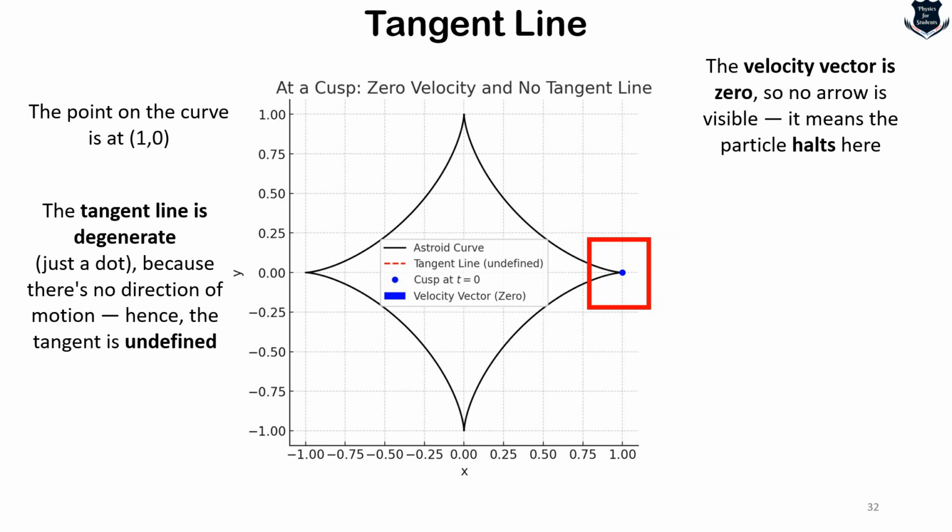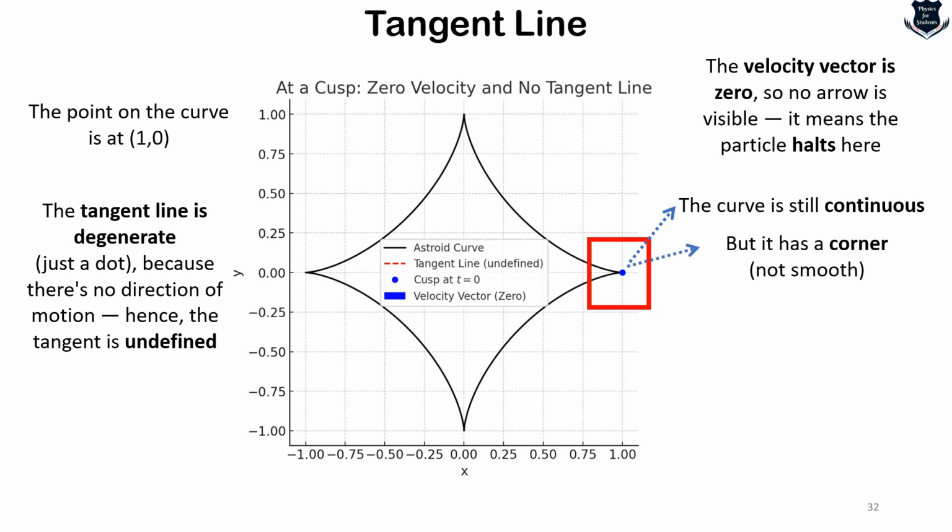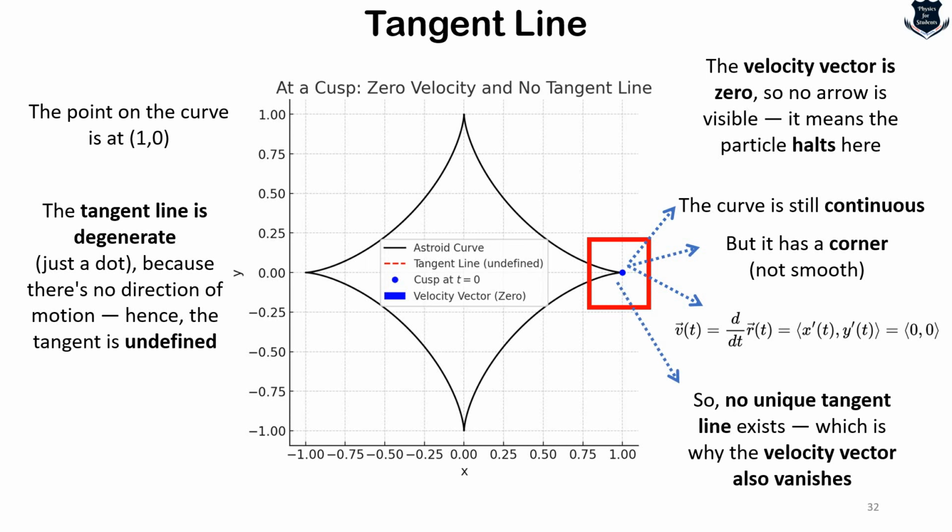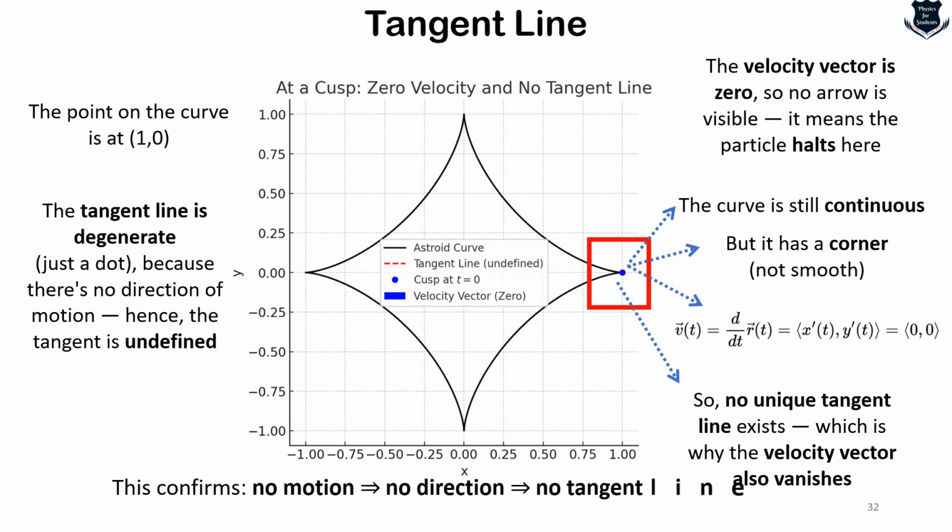So there are a few things happening over here. Number one is that the curve is, remember, still continuous, but it has a corner, not a smooth kind of surface. And so no unique tangent line exists. That is why the velocity vector vanishes over here. So the tangent here, as you can see, the value is 0. There is no unique line, which is why the velocity vector also vanishes. So this confirms our statement that no motion means no direction, means no tangent line.